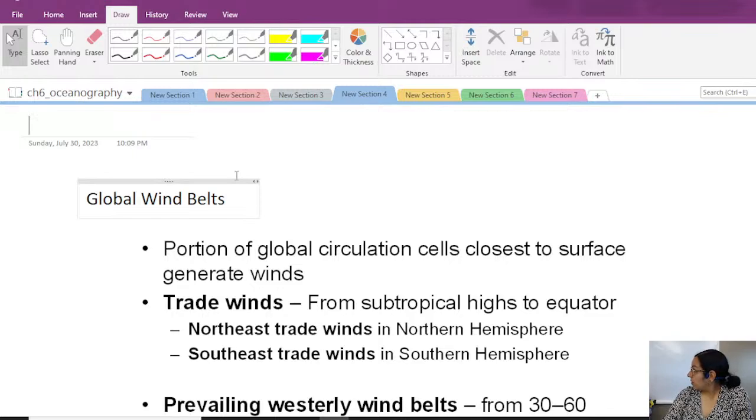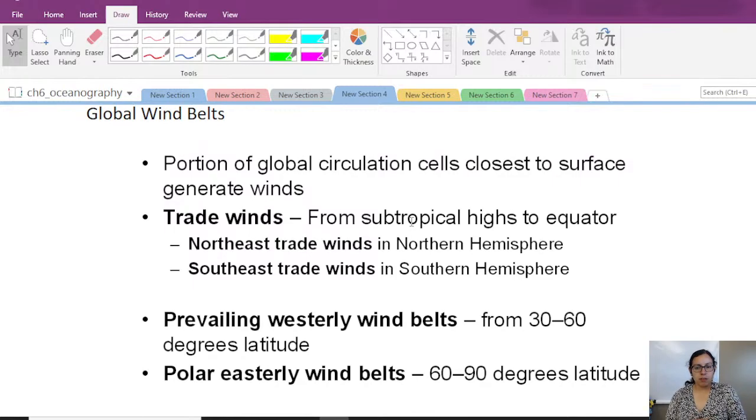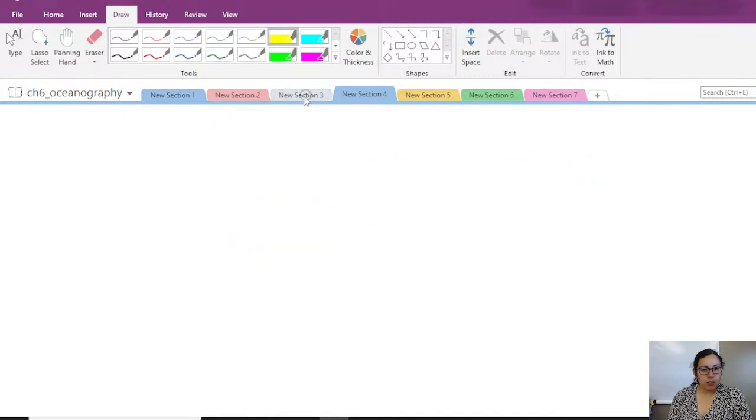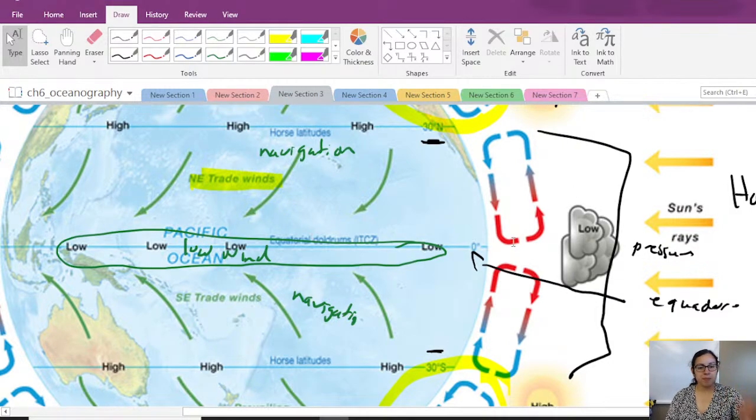And so, of course, driving this as well are our global wind belts. We mentioned the trade winds. Of course, this is just global circulation closest to the surface to generate winds, so again, we're just looking at our lower atmosphere. Those trade winds are super important, so we could go back to this picture, looking at our trade winds and the direction they're going. If you're looking from the orientation of the bottom, it looks like they're going left, and then if you orient yourself the other way, they're going right.